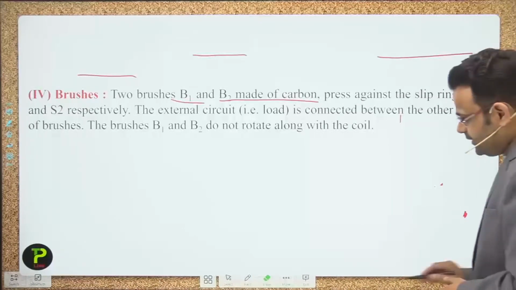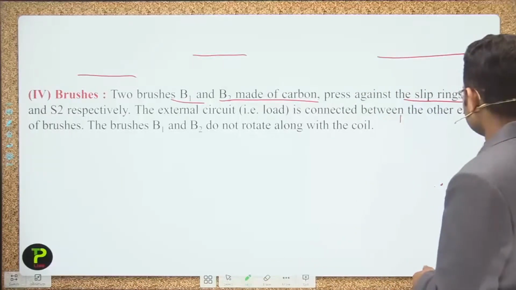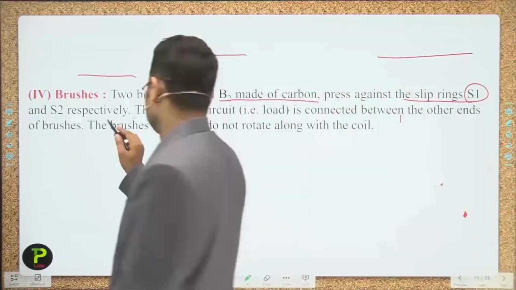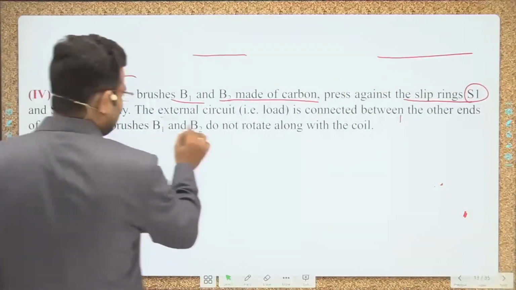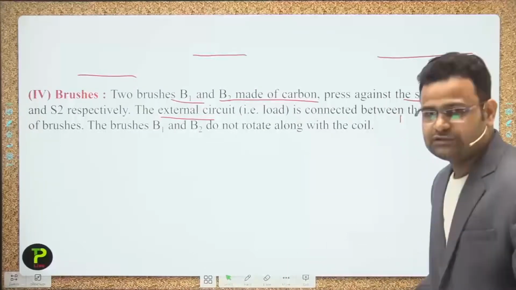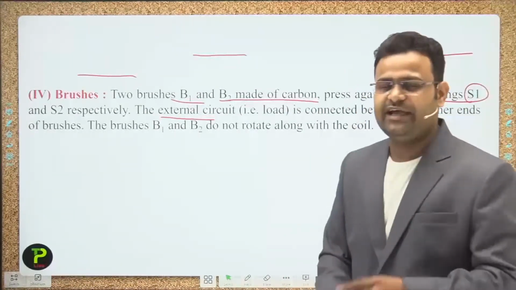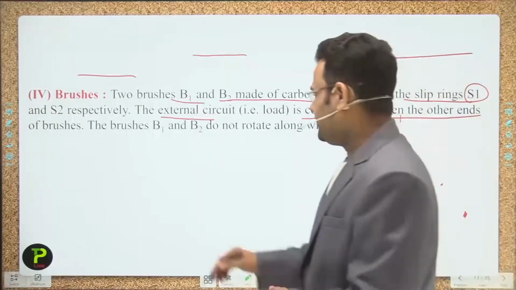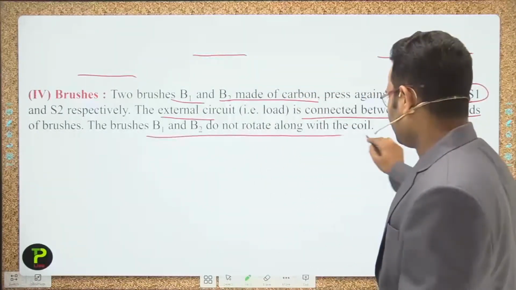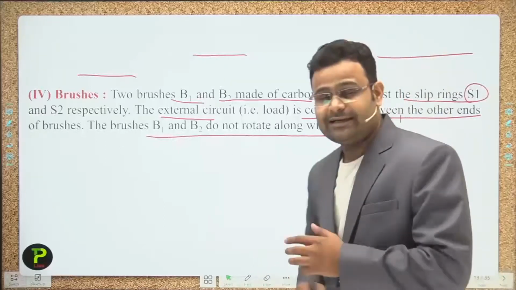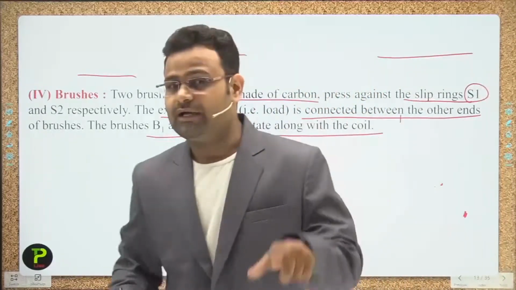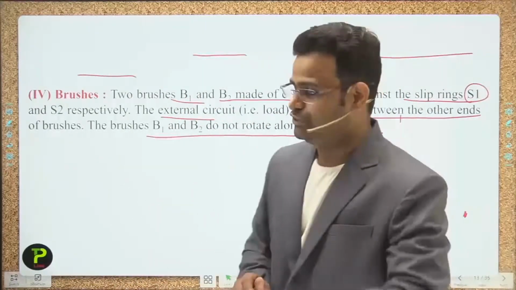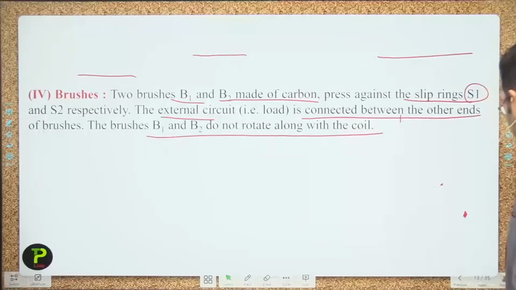Now all are clear. The slip rings are represented by S1 and S2. The external circuit, called the load, just like a bulb or an AC appliance, is connected between the other ends. The brushes B1 and B2 do not rotate along with the coils. They have a fixed position.